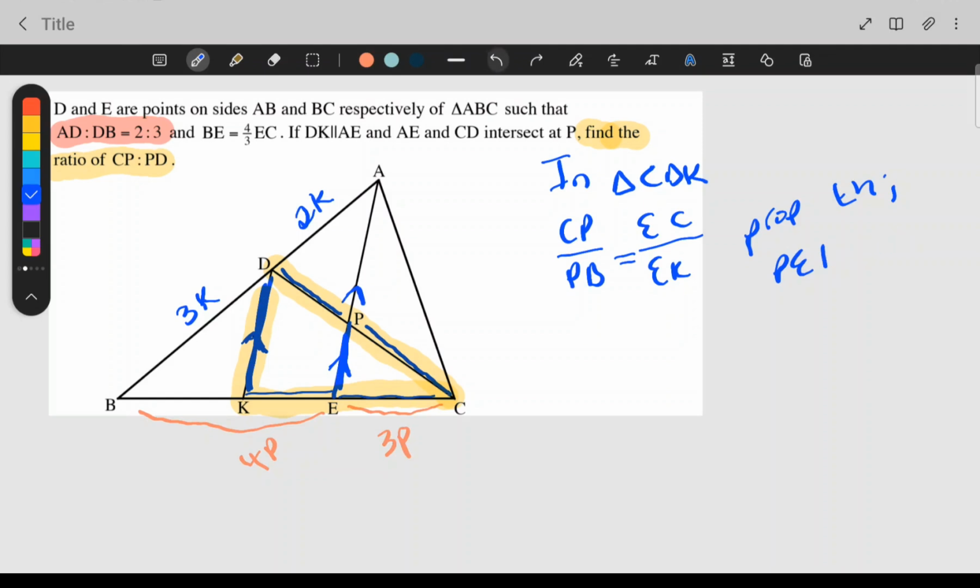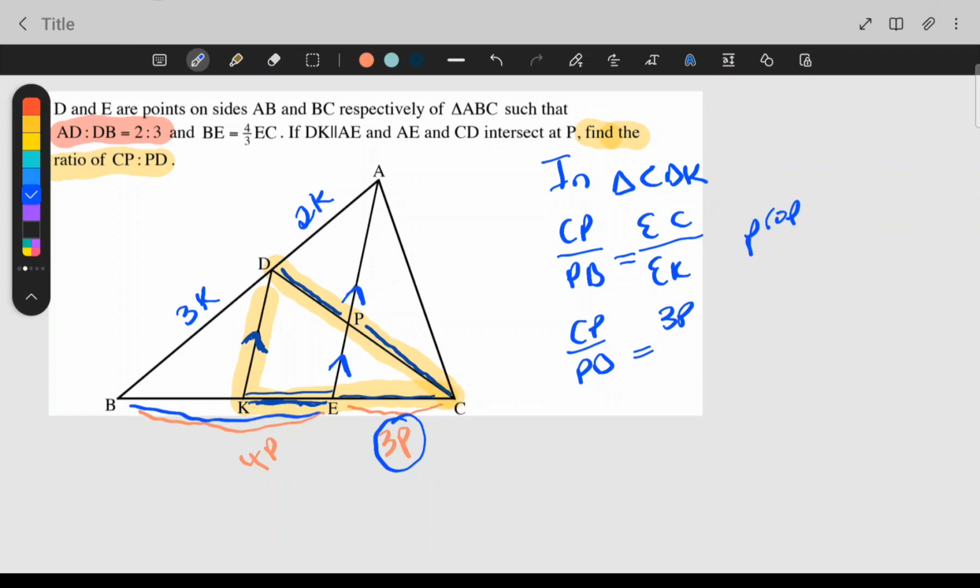Okay? So now I'm going to look for information. So I repeat, CP over PD. EC is 3P. Do you see here? EC is 3P. But we don't have EK. We have the whole BE, but we don't have EK. So, okay, I'm going to leave EK as EK. So, grade 12s, I'm going to leave this equation just like this and stop there.